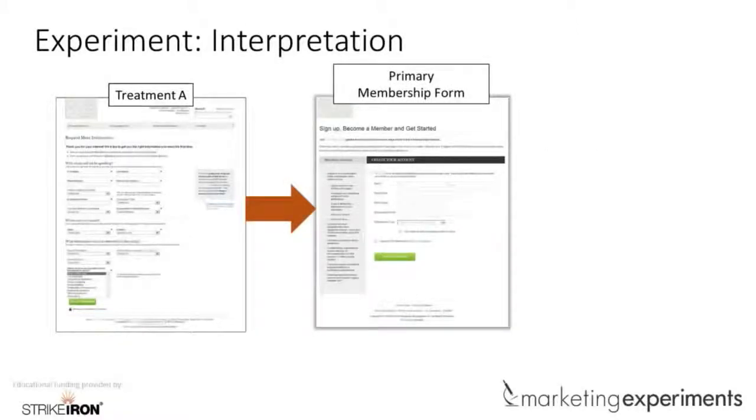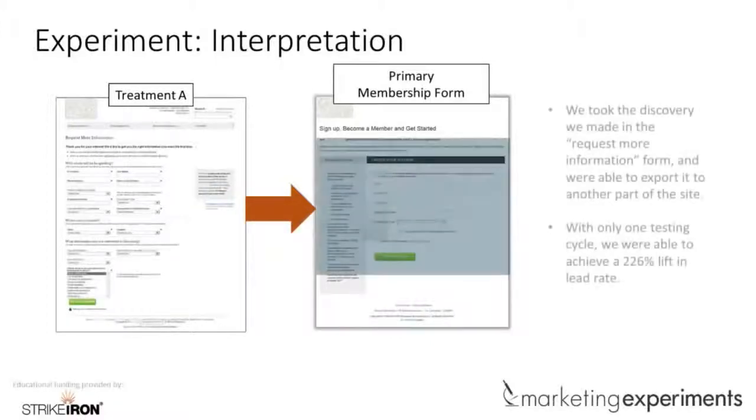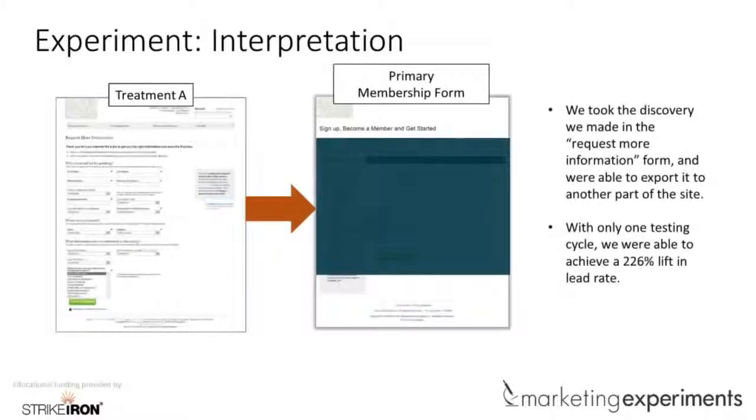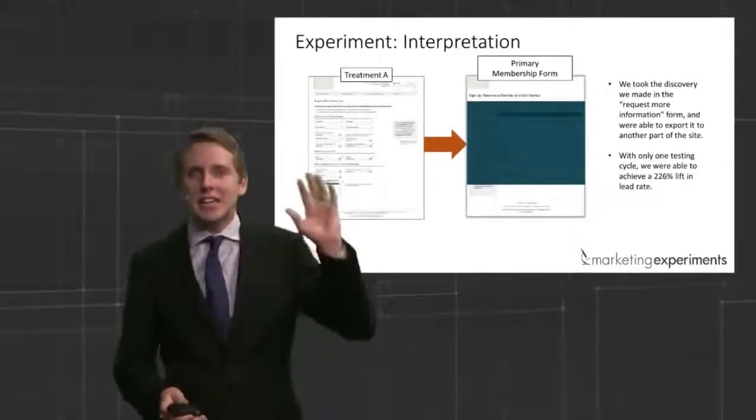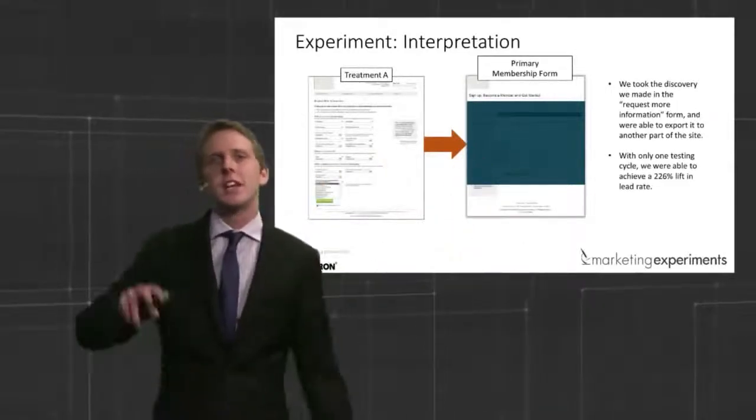This is the power of learning. We took the learnings from that page, applied it to the primary membership form, and we saw a 226% lift in lead rate. I'm not quite sure why it's not showing up on the screen there, but you can see it on the right-hand side in the bullets there. And this is, again, a statistically validated result, a 226% increase in leads by taking the principles learned from one test and applying them to another.